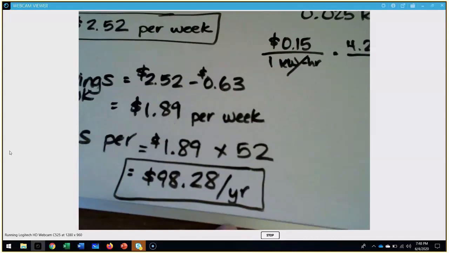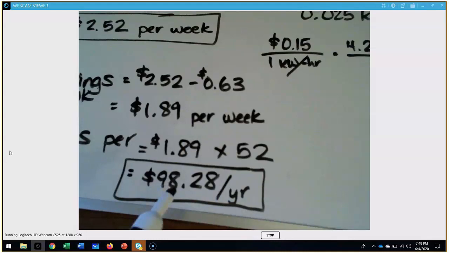So now here's what I want you to think about. Maybe that doesn't seem like a lot of money to you when you think about it over the course of a year. But this is just one light bulb. Imagine if you replaced all of your light bulbs. And not only that, but you're going to save this every year.